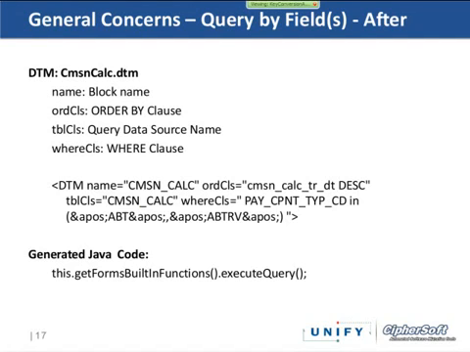This is the generated code, or resulting generated code. And note that we're including an order by clause, and that the filter is on the pay_CPNT column, matching whatever value the user entered for this field. And I'll give you just a second to look at this.